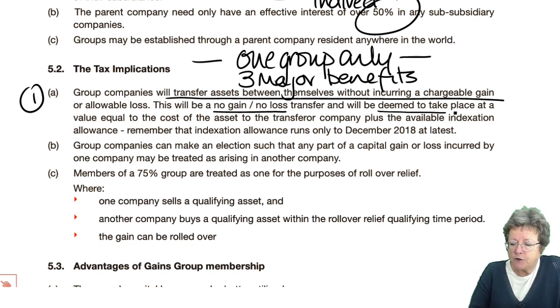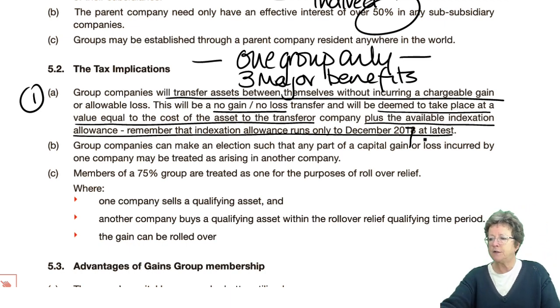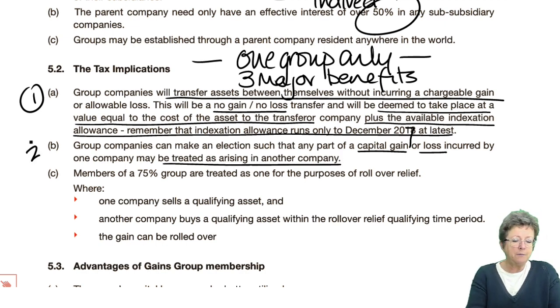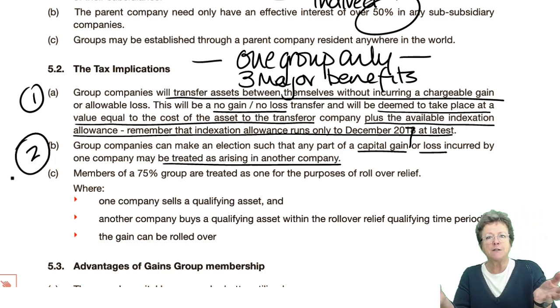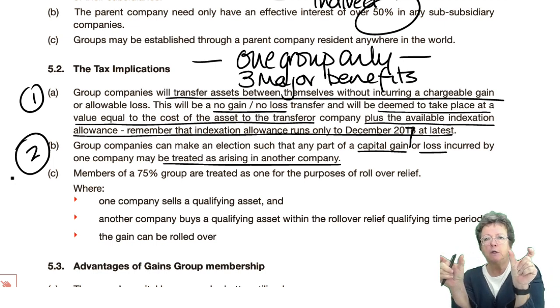It's deemed to take place at a value equal to the cost of the asset to the owner, the person who owns it, plus indexation up to the date of transfer. Now, group companies can make an election that part of the gain or the loss can be treated as arising in another company. So, second benefit, we're not transferring assets, we're transferring numbers, only numbers. So, a gain in one group, a loss in another group.